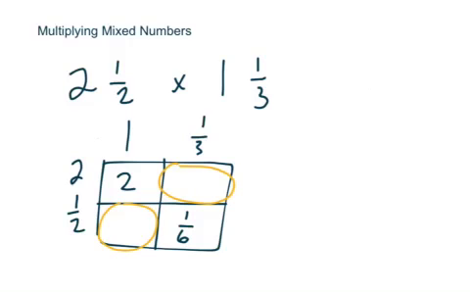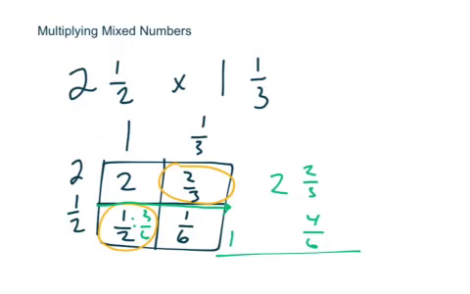We never did 1 times 1/2, which is 1/2. We never did 2 times 1/3, which is 2/3. And now we need to add up all 4 of the products that we get. So I typically just add straight across, and I'll get 2 plus 2/3 is 2 2/3. And 1/2 plus 1/6, well, I can convert 1/2 to 3/6. 3/6 plus 1/6 is 4/6. Now I need to add up these two.